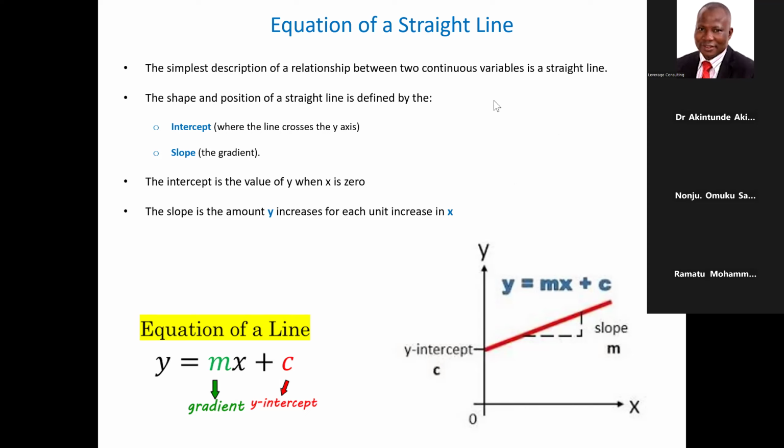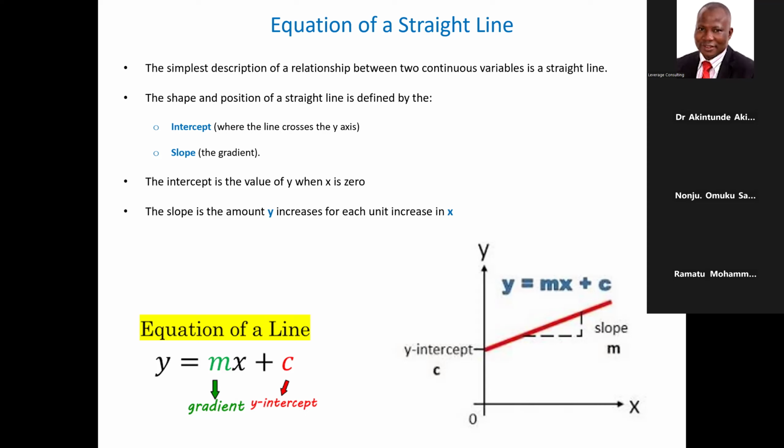So the simplest description of the relationship between two continuous variables is a straight line. That is, we are talking about linear regression. And the best way to describe it, of course, the outcome is continuous. To make it simple, let's say the exposure is a continuous variable also. The simplest way to model it in both equation and graph is the equation of a straight line.